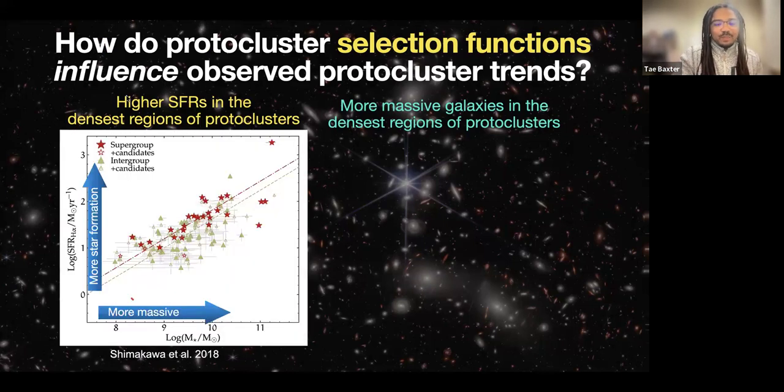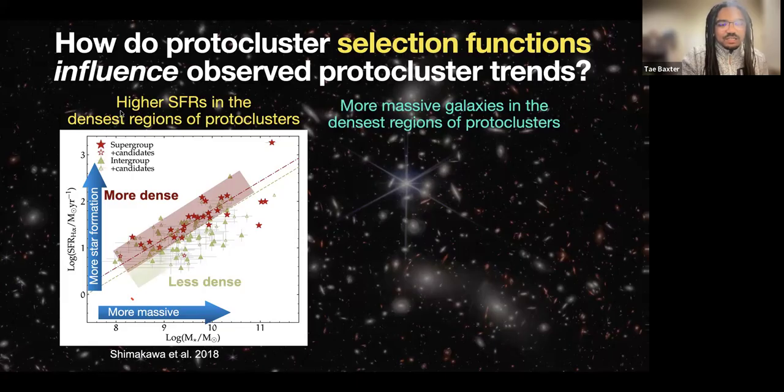The first one is that in the densest regions of protoclusters, galaxies tend to be more vigorously forming stars. This is shown here. These are all galaxies that are in a protocluster, whereas the red ones are in the densest region of the protocluster. If you look at a fixed stellar mass, which is on the x-axis, the ones in the densest region tend to have higher rates of star formation, which is the y-axis, compared to these gold ones.